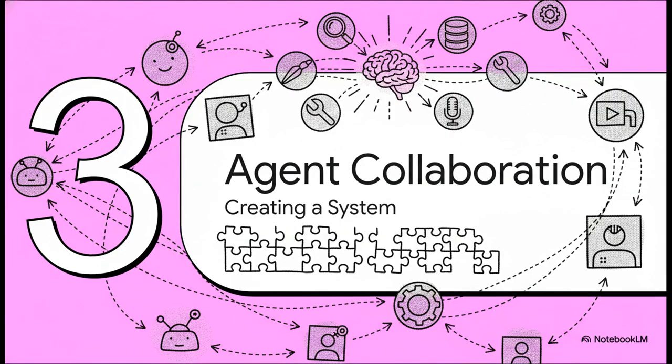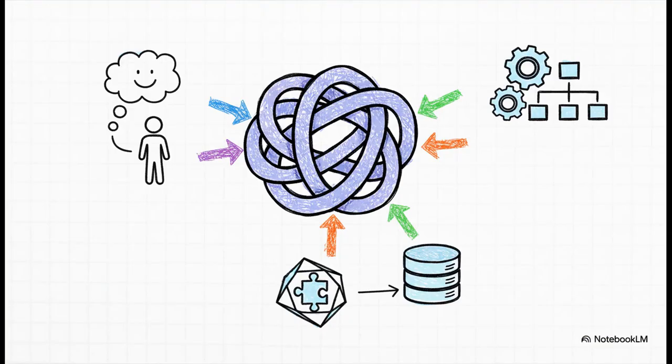All right, this is where things get really cool. Because the true magic of ADK isn't just building one super smart agent, it's about creating a whole system where specialized agents can work together, collaborate. Think about it. Instead of trying to build one giant AI that does everything, you build a team.